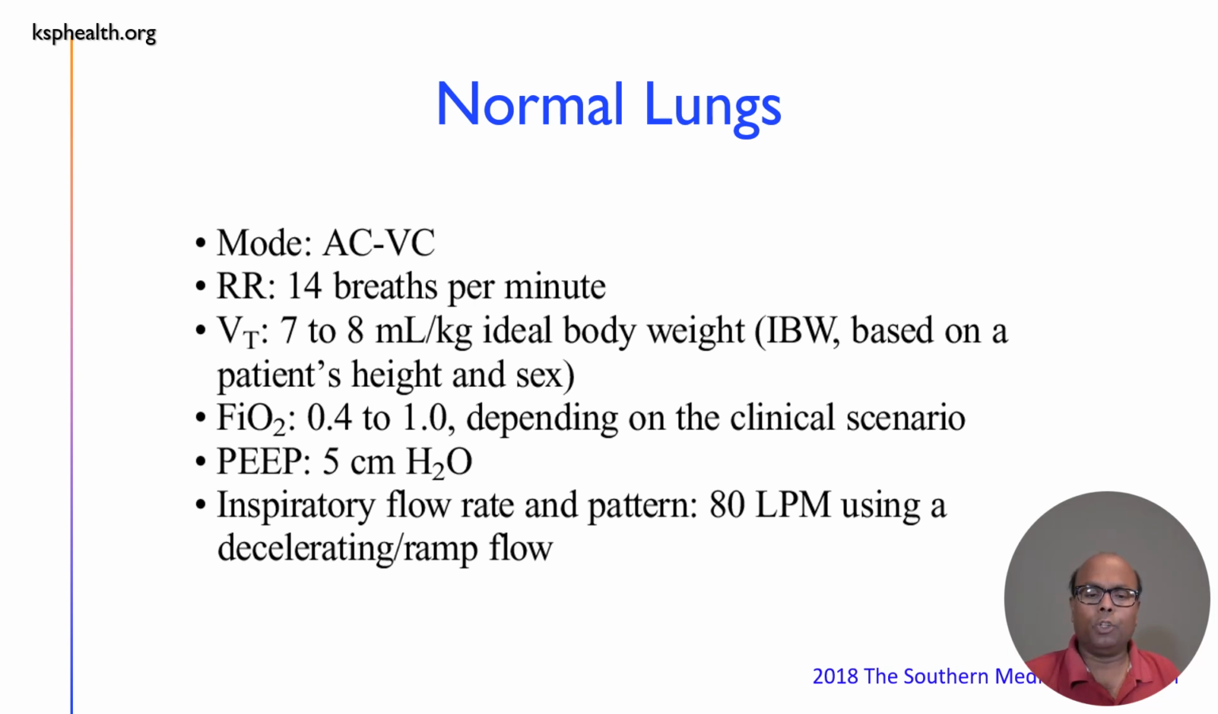Initial PEEP one can start with 5. Inspiratory flow rate, most of the time the ventilator determines. If it is an independent variable, one can use 80 liters per minute. So again, it's an adult value. In children, it will be much less than 80 liters per minute.